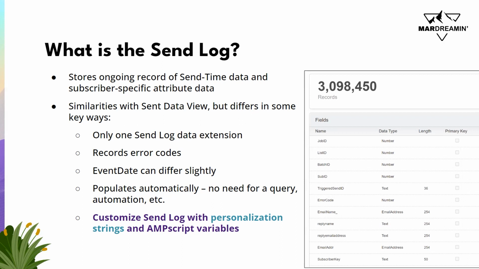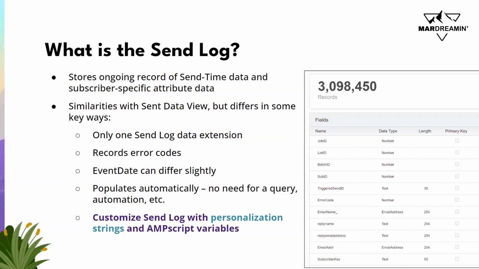That send log, though, allows you to record error codes that may happen during the course of the email job. The event date field, which the sent data view also has, you may discover that the data between the two can be slightly different. And that's because the send log records when an email job begins, and the sent data view records when the email is actually sent. So that's why the timing can be slightly different.